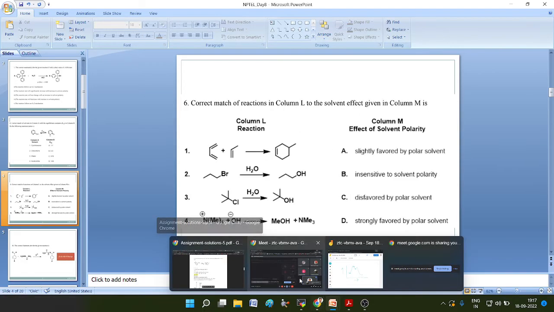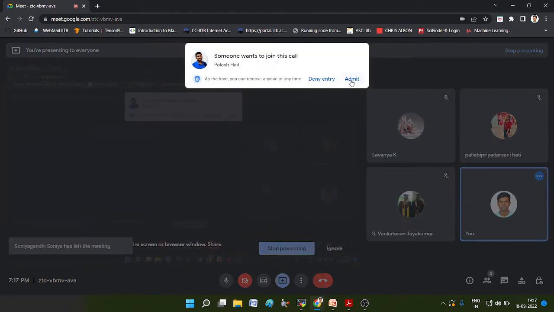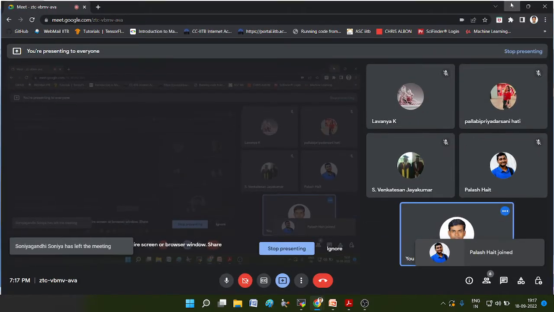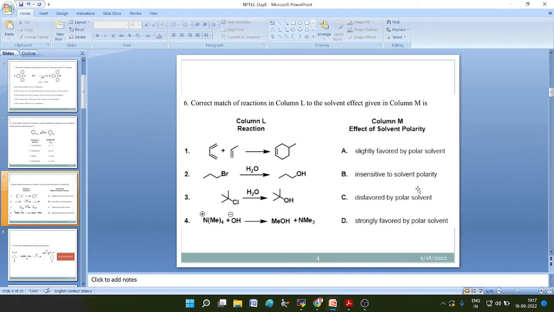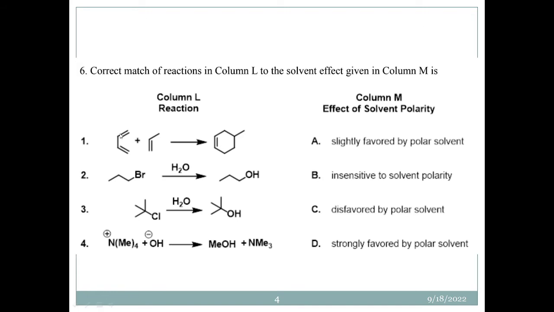So here we see that option 1 goes with insensitive to solvent polarity. It's the least sensitive because if you see the mechanism, this pi electron will come here, form a bond with this alkene, and this will go. So overall it is insensitive to solvent polarity. Now I can go one by one, but let me rather take this 3.